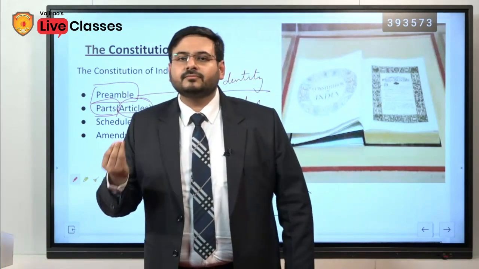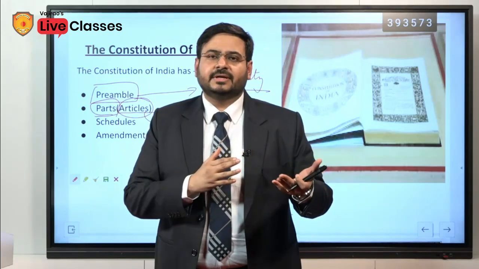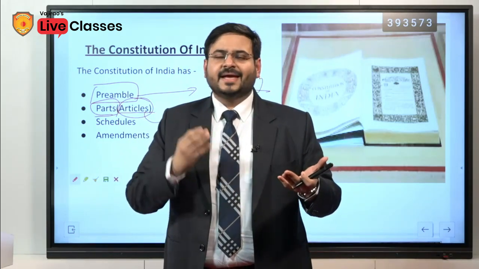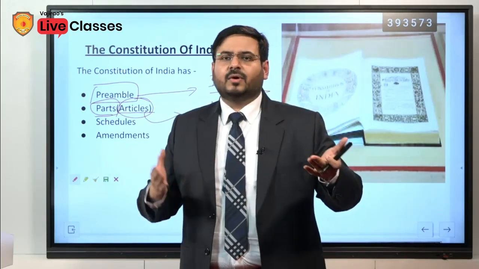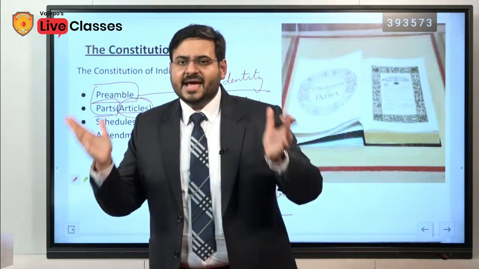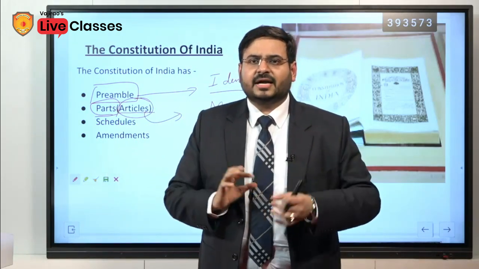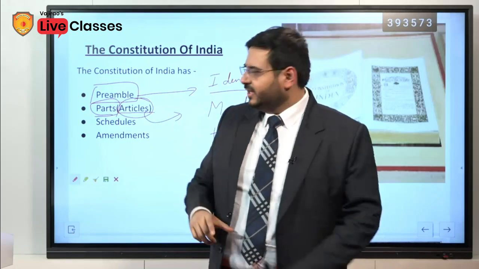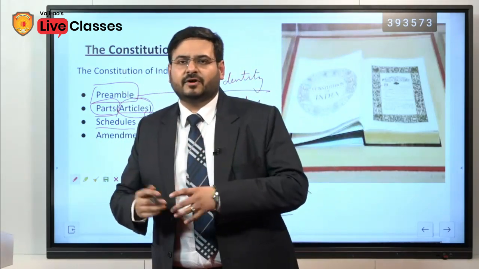For example, you want to read about the fundamental rights. So, you will go to the chapter of the fundamental rights, which is in Part 3. In this third chapter, you will find the fundamental rights from article 12 to article 35. So, the main content of the constitution is in the articles, but for the understanding of the reader, they are divided into various parts.